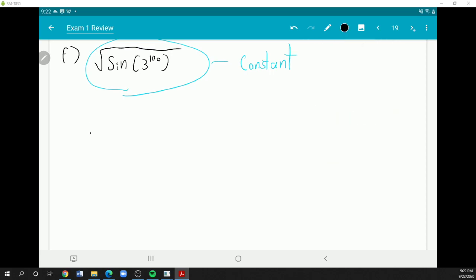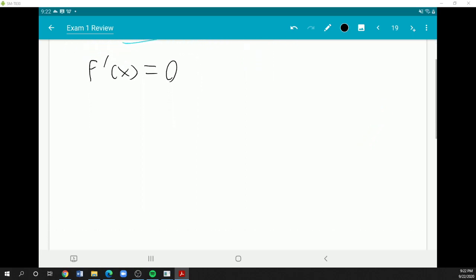So therefore, if I take a derivative, f prime of x is just 0. Sure, it's a weird number. It's not one we've probably ever seen, but it's still just a number. So take a derivative, get 0. It's there to trick you, to make you think you might have to do more work. Not bad for the first one after the halfway mark.